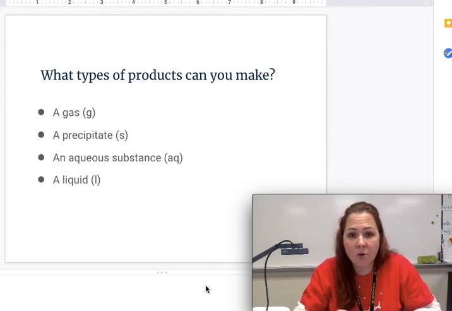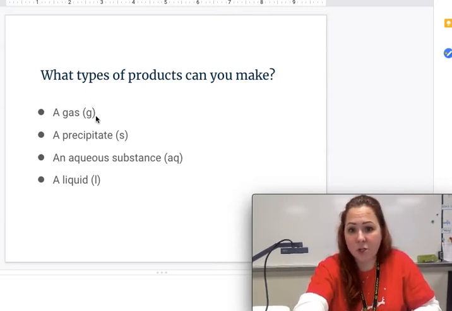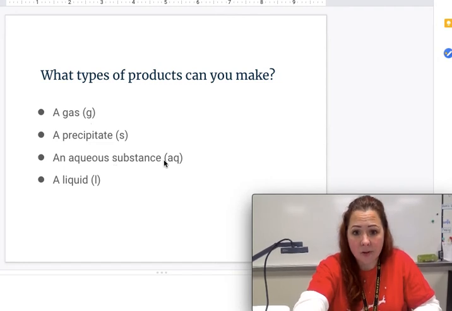So when you're looking at your different states of matter, you have solid, you have liquid, you have gas. So a gas, you're going to put a G. A precipitate, a solid, you're going to write an S. If it's aqueous, that means dissolved in water, you put AQ. And if it's a pure liquid, you put an L. So you have solid, liquid, gas, aqueous.